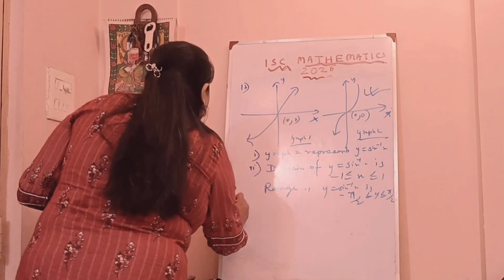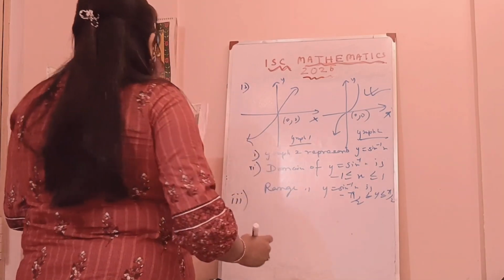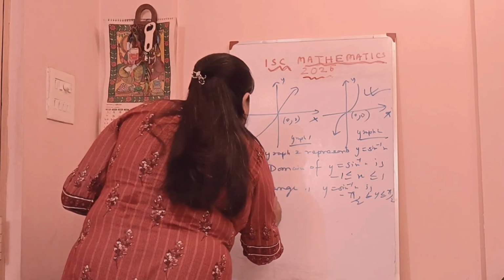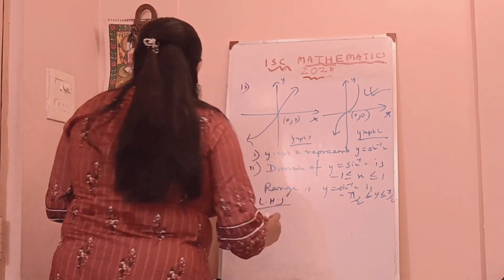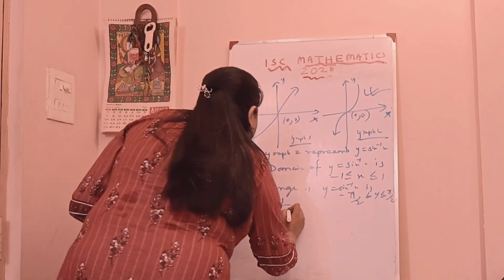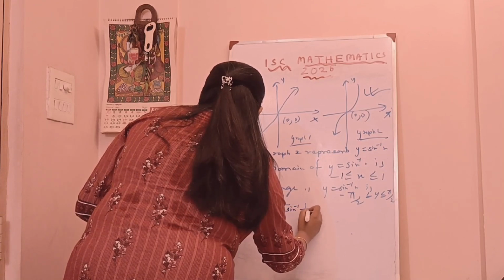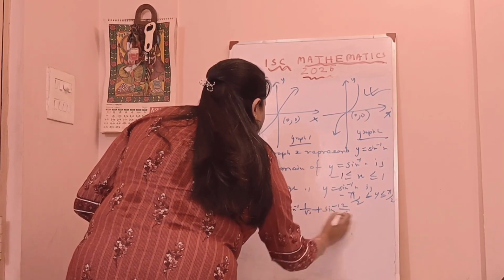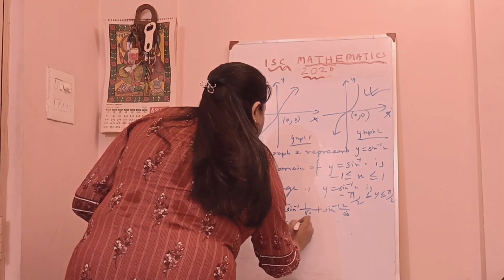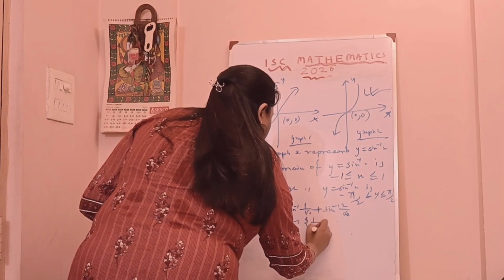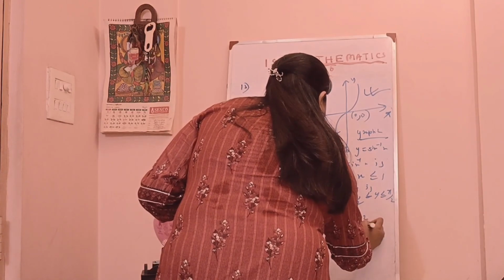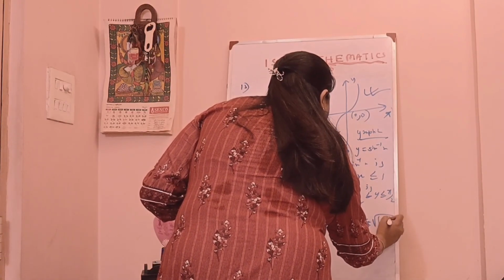So these are the two parts. Number 3, you have to prove. I am starting with the left hand part. Proof: sine inverse 1 by root 5 plus sine inverse 2 by root 5. So sine inverse of 1 by root 5 into root of 1 minus 4 by 5 plus 2 by root 5 into root of 1 minus 1 by 5.